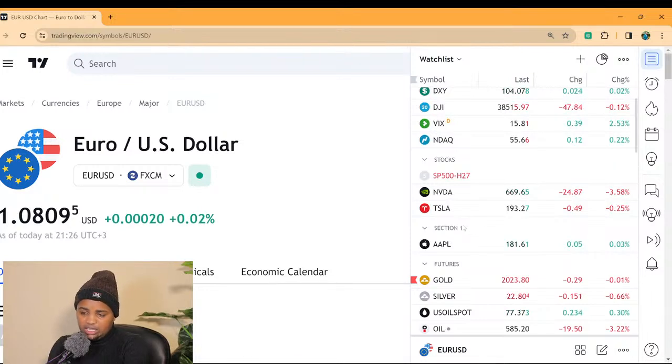For my side, I'll be looking more at gold, because I think it is mostly going to be affected by this. So on my side, I'll be looking to see how gold is going to move.